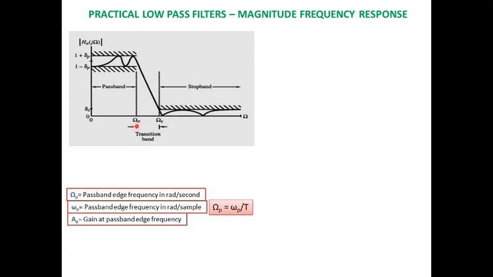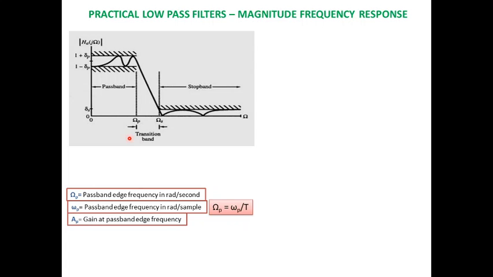Omega p is called the pass band edge frequency in radians per second, right? So from 0 to omega p, all the signals will be passed, and that is why omega p is called the pass band edge frequency in radians per second. And here, the other omega is the pass band edge frequency in radians per sample. In general, if we calculate this frequency per second, then we go for the capital omega.